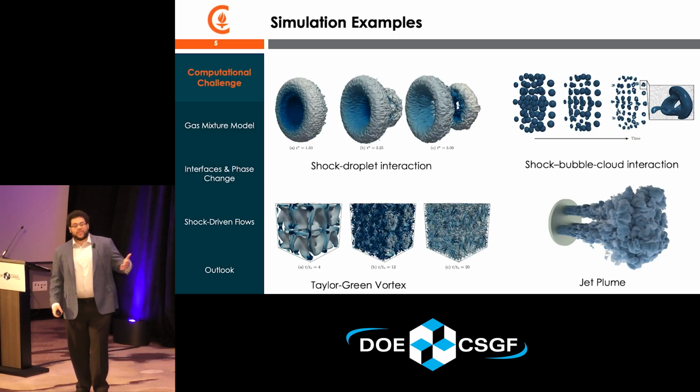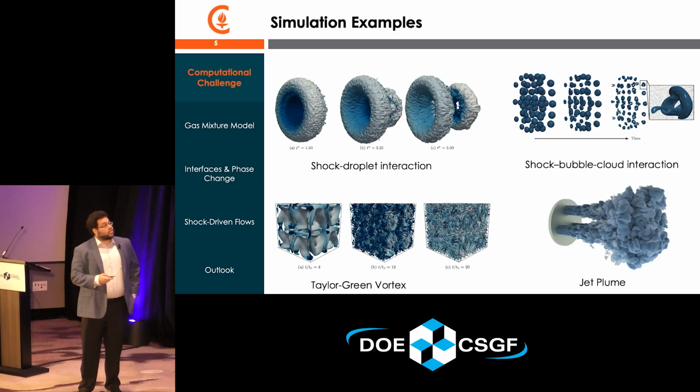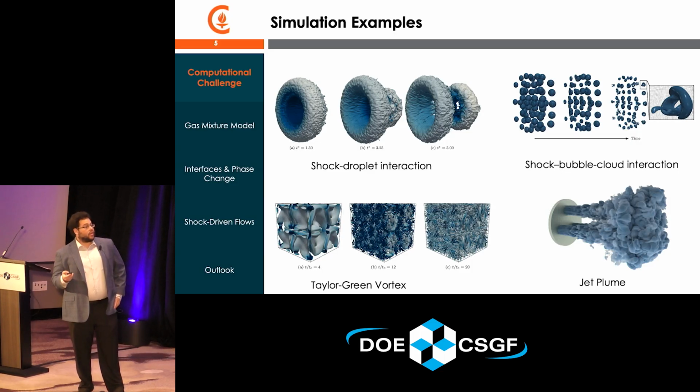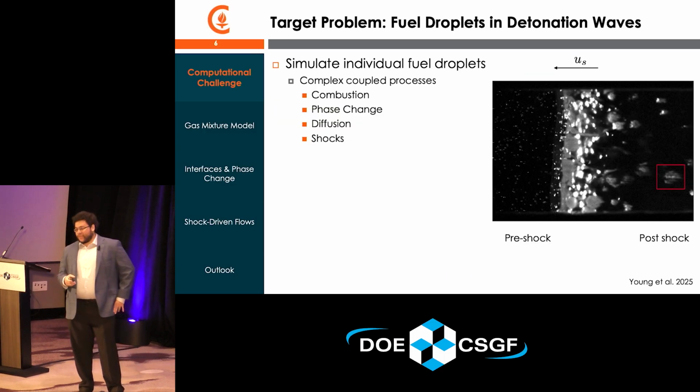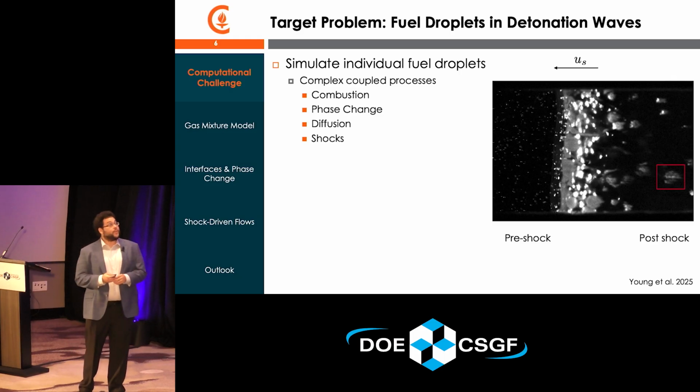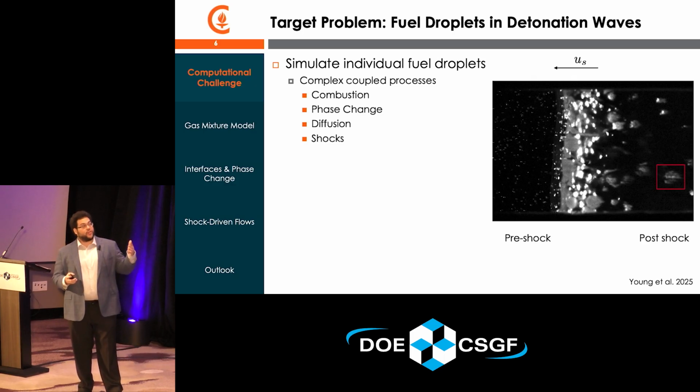So these are just some examples of what we can do currently in MFC: shock droplet interactions, shock bubble cloud interactions, jet plumes, even turbulence with Taylor-Green vortices. One thing that MFC currently lacks, as you might imagine, is doing interfacial mass transfer, which is really important for the target problem that I want to be able to simulate, which is individual fuel droplet evolution and detonation waves.